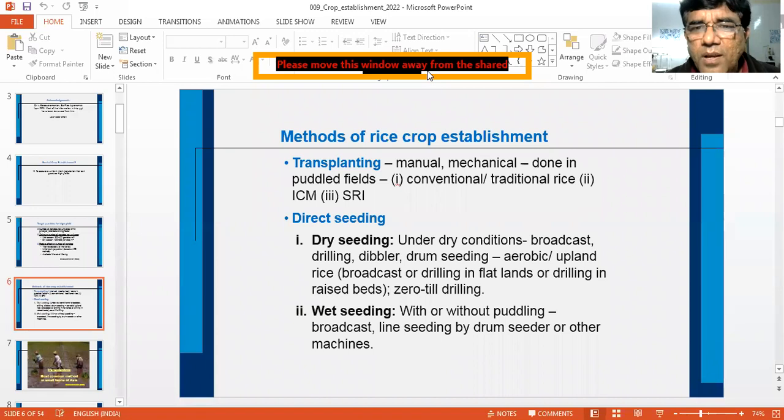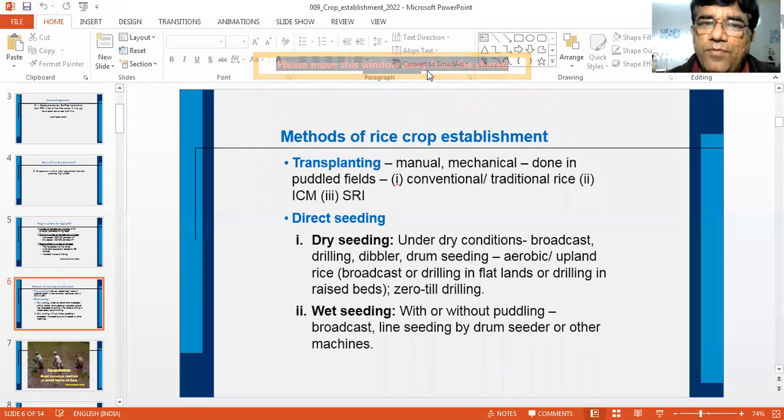This transplanting is also done in ICM. Third one is SRI. In SRI also you go for transplanting. So these are the methods of establishment, transplanting and direct seeding. In transplanting, you have different methods: conventional or traditional method, ICM, or SRI. Next is your direct seeding.